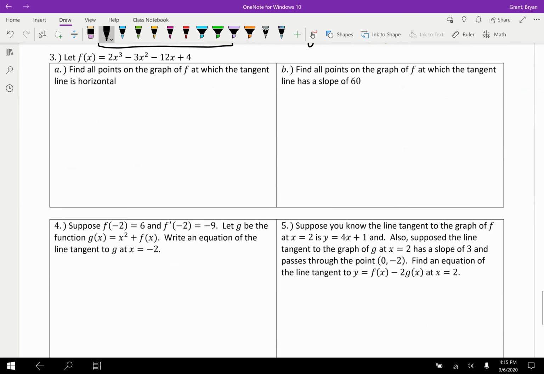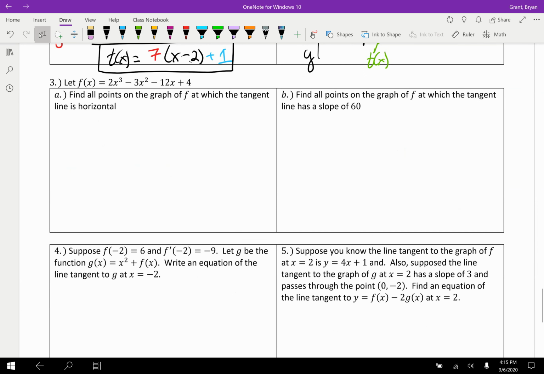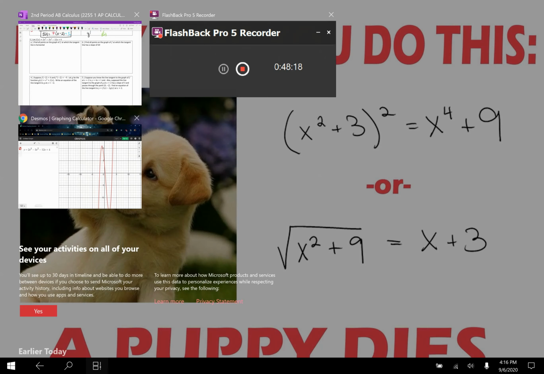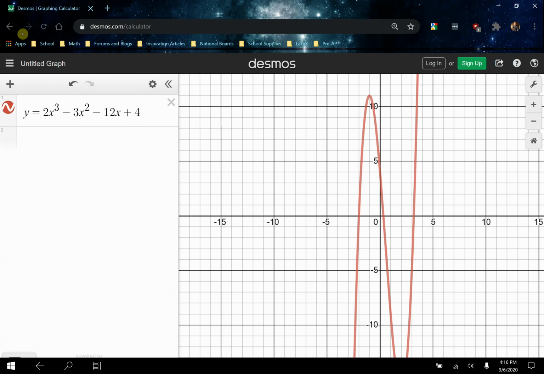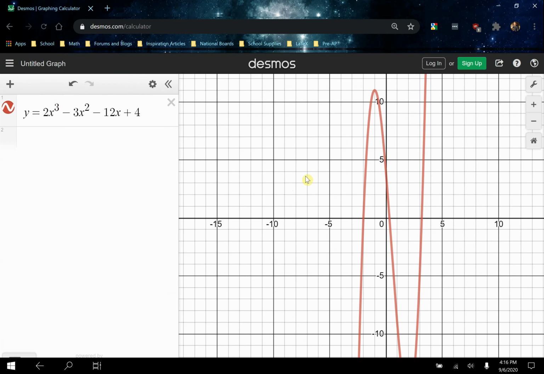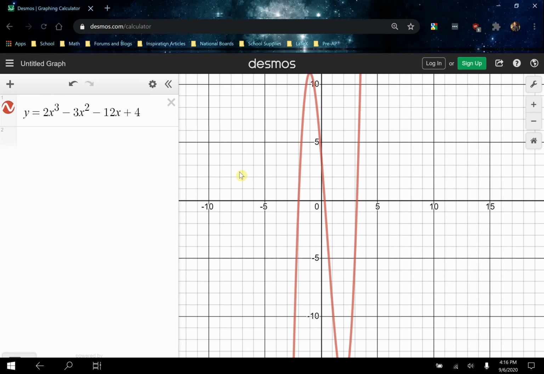Moving on to 3. Find all points on this bizarre graph up here at which the tangent line is horizontal. Ooh, this one's getting strange. Well, let's go ahead and maybe picture what has to happen for tangent lines to be horizontal. And I think to do that, I'm going to go ahead and pull up this graph. Now, you don't need this graph to do this problem. However, visually, I think it makes a lot of sense.